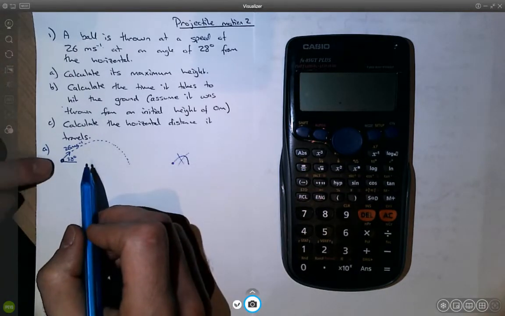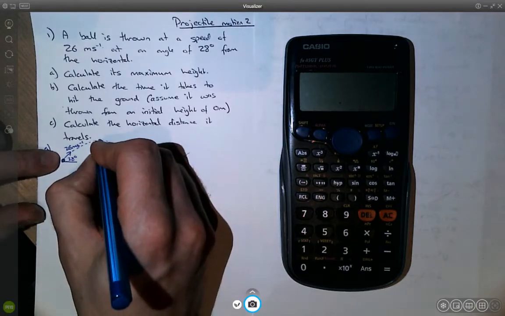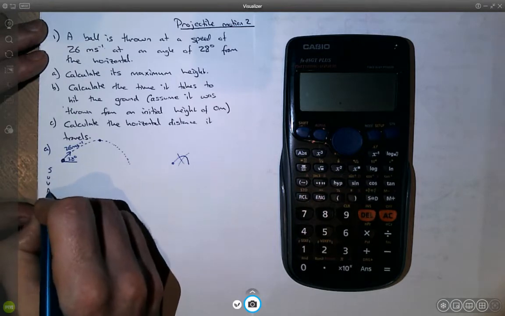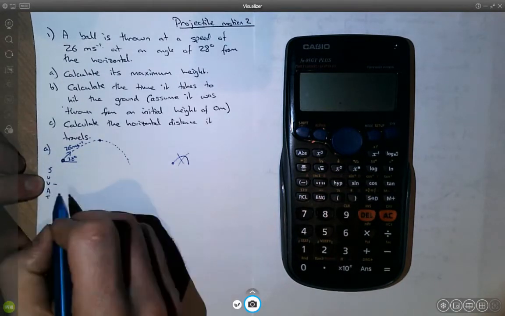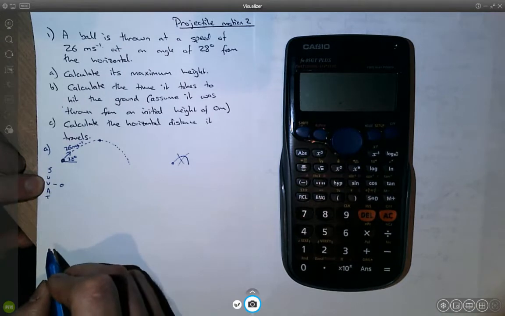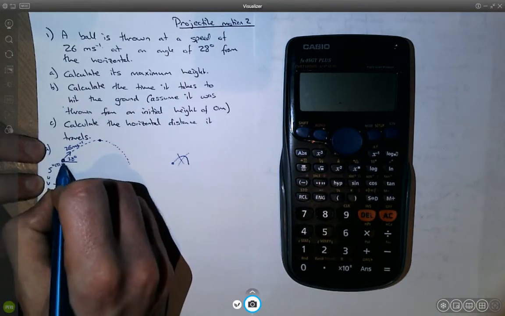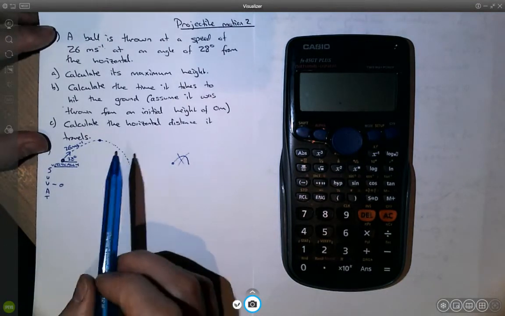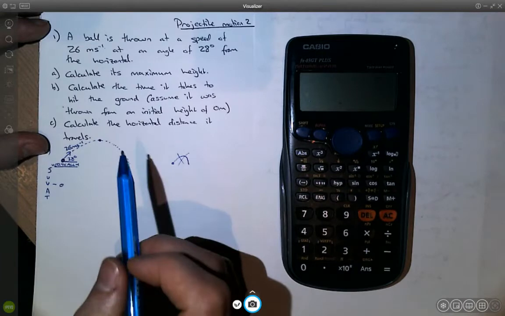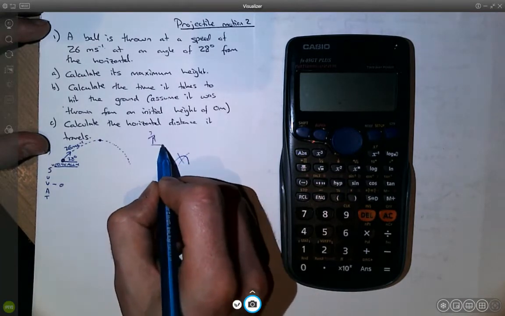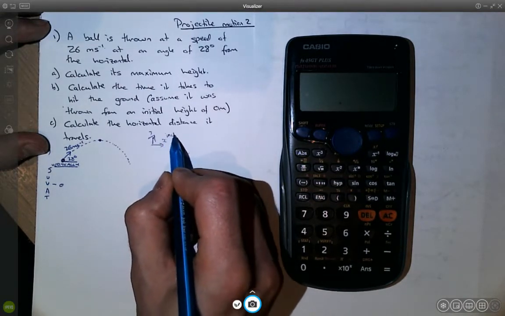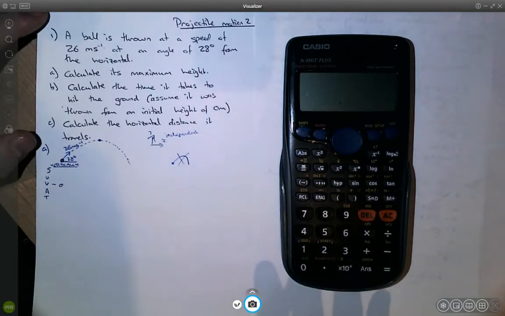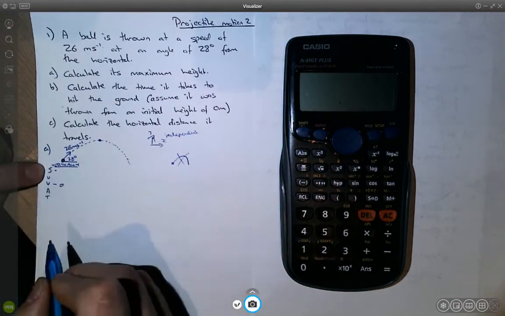So how are we going to solve this? How are we going to find its maximum height? Its maximum height is going to be up here. And importantly, its maximum height corresponds to a point where the vertical velocity is 0. So we're going to start by only looking at the vertical motion. Like I said in the previous video, the horizontal and vertical motion are independent of each other, so we can look at purely the Y and it won't be affected by the X motion.